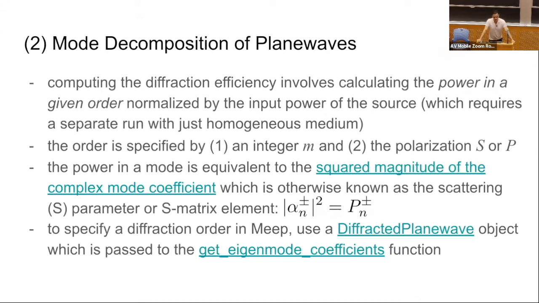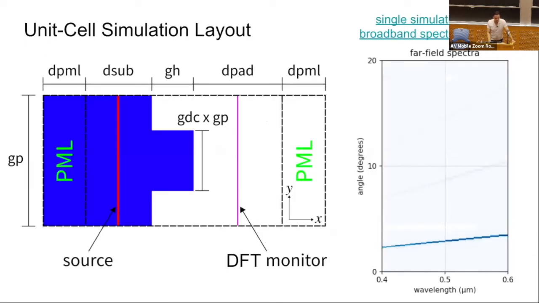The second thing to be aware of is mode decomposition. Okay, so the issue is, we have this unit cell calculation. We have our source, at whatever angle we're going to specify. We do our time stepping. We then monitor the fields at these DFT monitors. And then in post-processing, what we need to do is decompose these Fourier transform fields into the basis plane waves and compute how much power there is in each of those plane waves, right? Both in transmission and reflection, as I said.